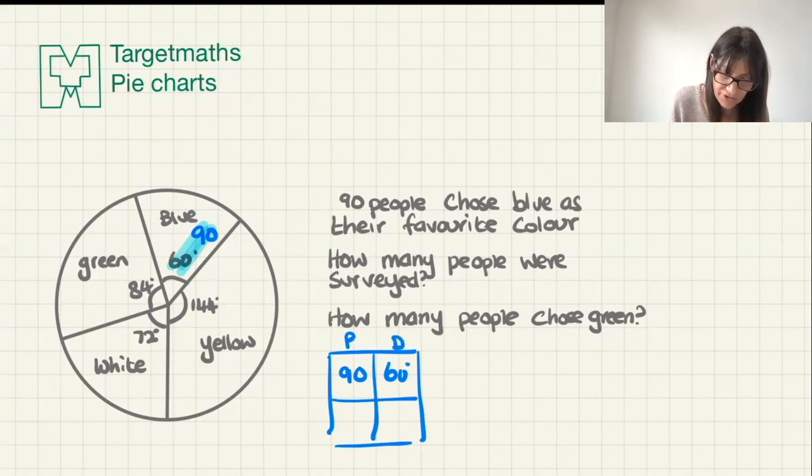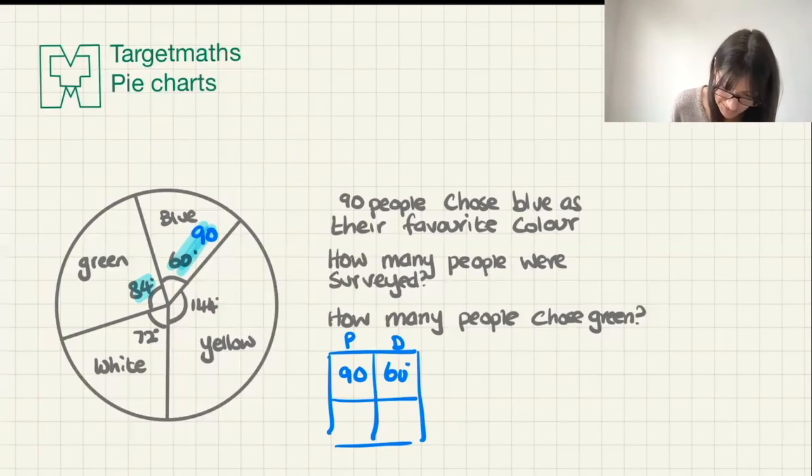Well, if I go over to the green section, I can see 84 degrees. I've got some information about the degrees here. So I absolutely have 3 pieces of information. You know, that's one of the other indicators for boxes and labels. If you've got 3 pieces of information and you need a 4th, boxes and labels, 9 times out of 10 is going to do this for you.